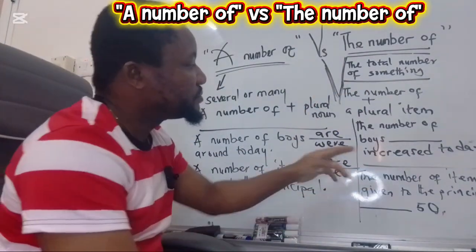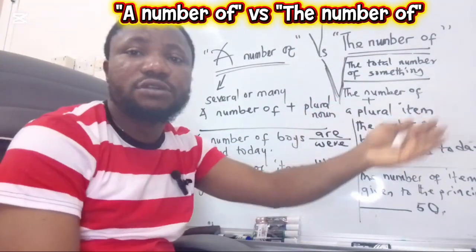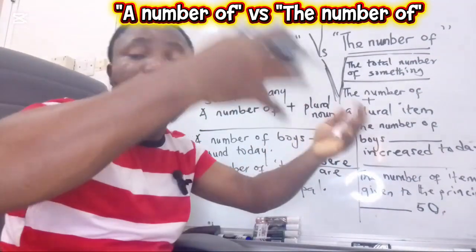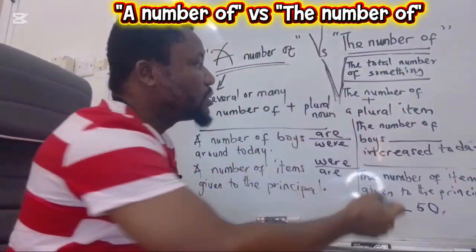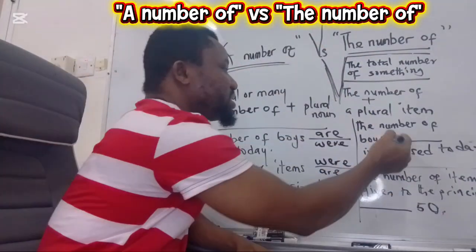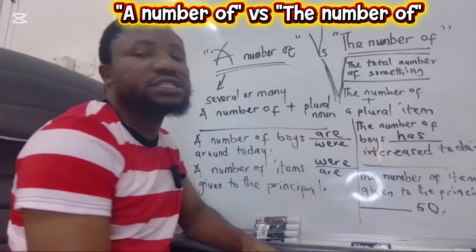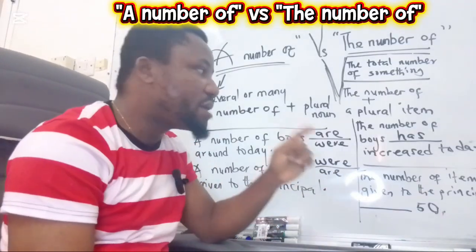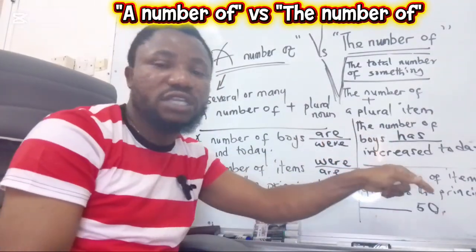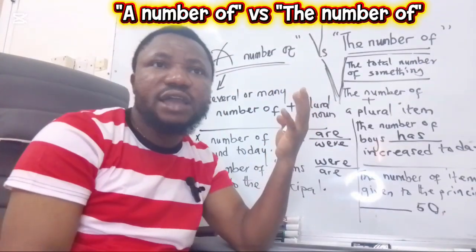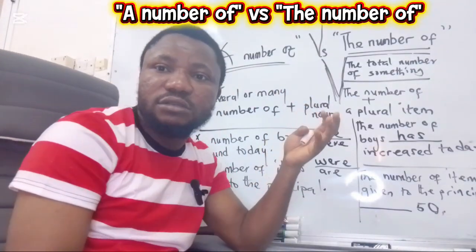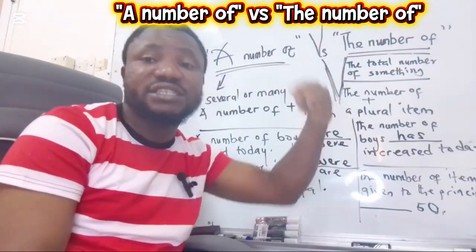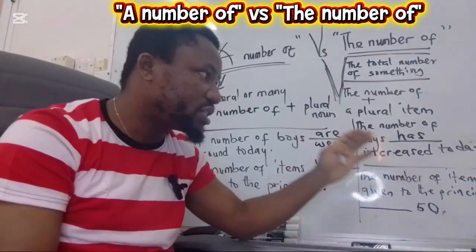And so let's come to this side. The number of. Remember, when you hear "the number of," the next verb has to be a singular verb. And that's because we're talking about the rounded figure, the number of something, not the items themselves. So the number of boys has increased today. The number of boys have, that will be wrong. Remember, the focus is on the number and not the boys. Let's say we used to have 20 boys. But today, the number has increased to 40. So the number of boys has increased today.